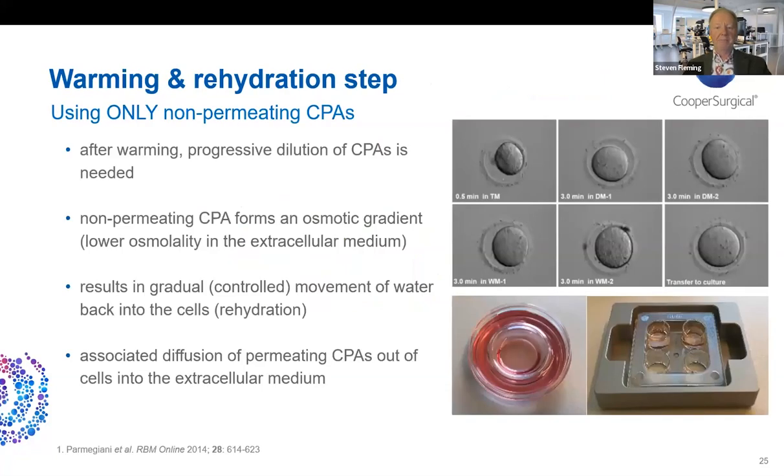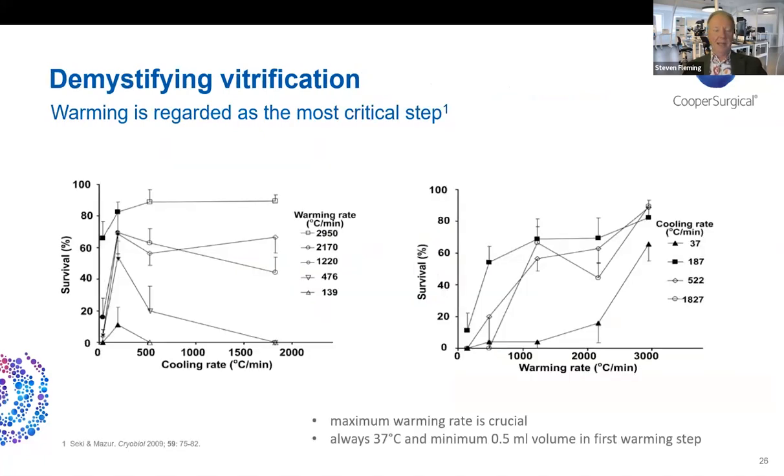So following initial warming, you then need to undergo further dilution of the permeating cryoprotectants and rehydration of the cells. And that's achieved by managing the osmotic gradient using diminishing concentrations of non-permeating disaccharides. Now, one thing that's really important to appreciate is that, yes, most efforts are aimed at achieving a very high cooling rate using open carriers.